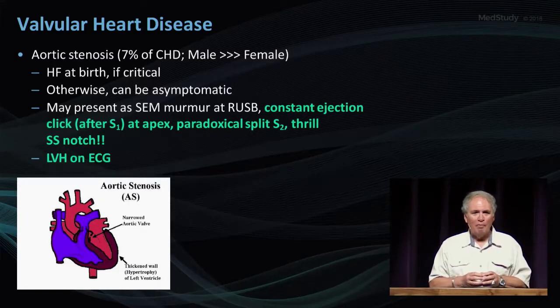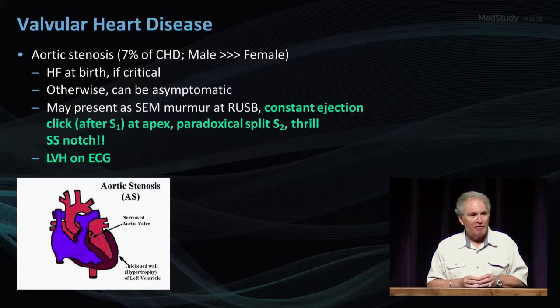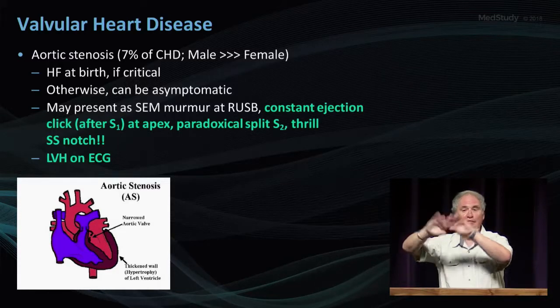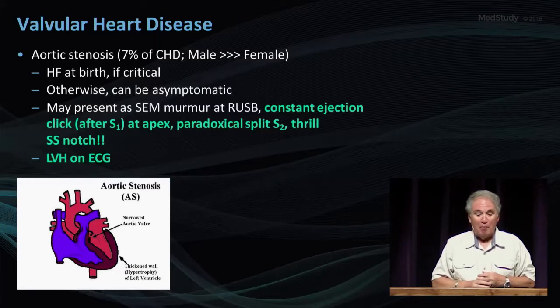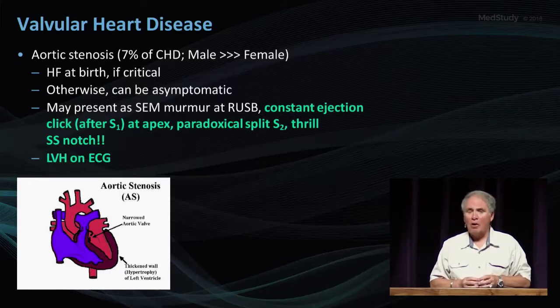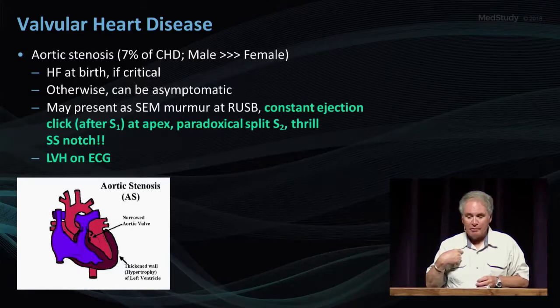Again, many more males than females with aortic stenosis. If it's critical enough, if it's tight enough, heart failure at birth. Open the ductus, get blood to flow from the pulmonary artery, fill the aorta, and then deal with the aortic valve. Mild aortic stenosis can be asymptomatic. May present as a heart murmur, a harsh systolic murmur at the right upper sternal border. That's where it radiates to.